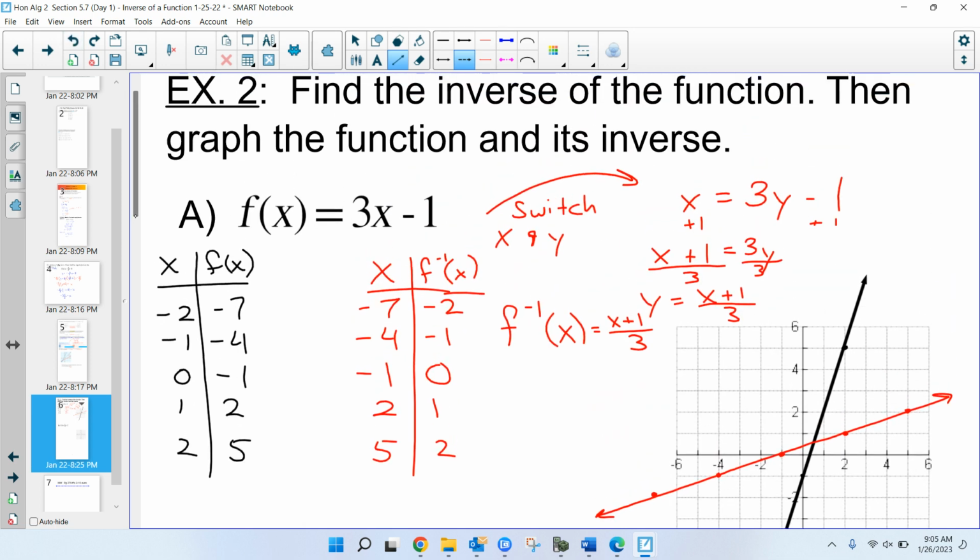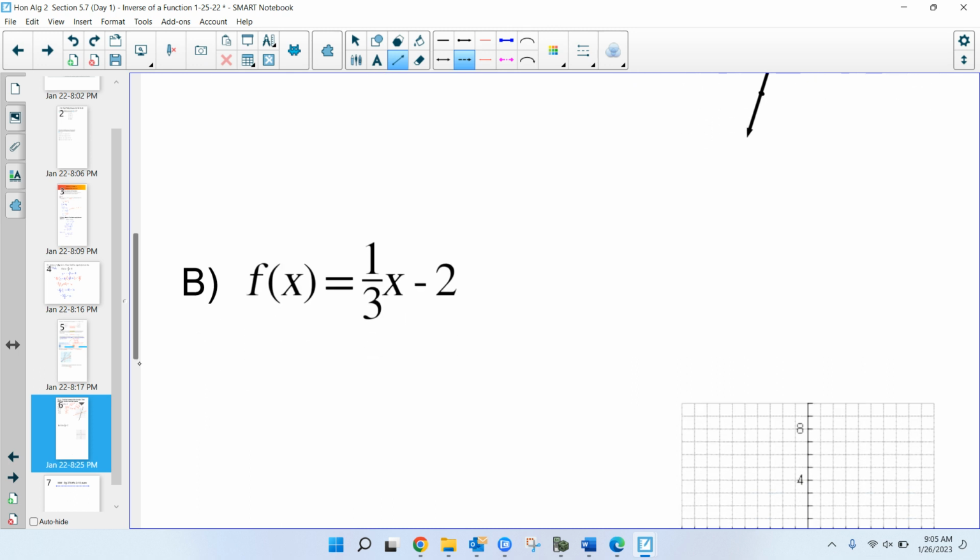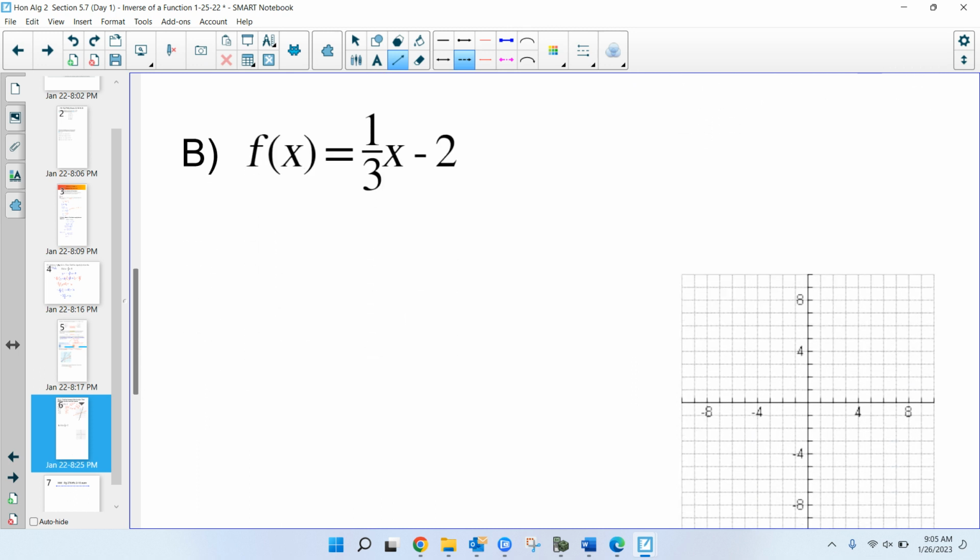All right, graph the function and its inverse. Perfect. All right, you try the next one.